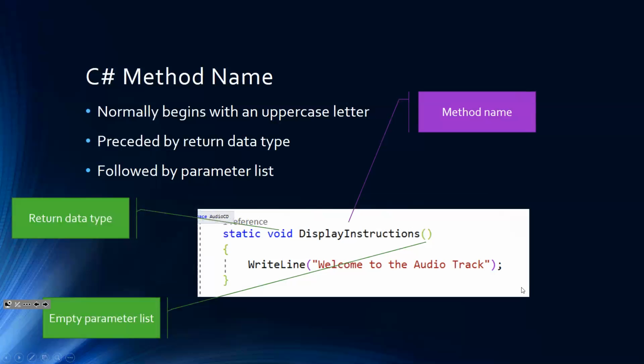Then we have our method name, display instructions. After our method name, we have open and closing parentheses to indicate that we could have a parameter list. This method has an empty parameter list. That's why the parentheses are empty. Nothing in there. So that's the specifics that we have for our method header. So the minimum I could have is the keyword void and my method name and the open and close parentheses. So I have to have those.